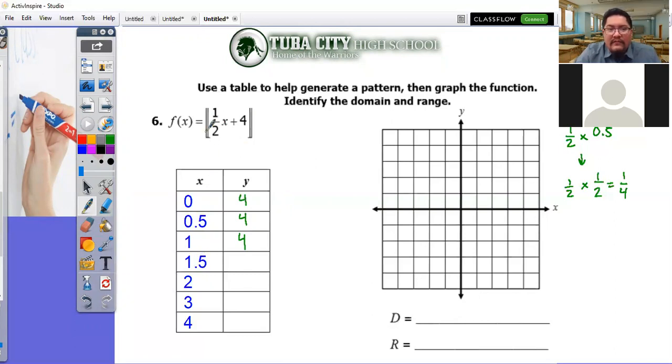1.5. So 1.5 times half. And in this case, how would be an easy way to calculate this? I guess if you wanted to use decimals, and since we did the last one with fractions, let's do this one with decimals. So 1.5 times 0.5. And with this one, you could use a calculator, or you could just go 5 times 15 and then move your decimal over. And that would be 0.75, which 5 times 15 would have been 75, and then move your decimal 2 spaces back in. And that would be 0.75 here. 0.75 plus 4 would be 4.75.